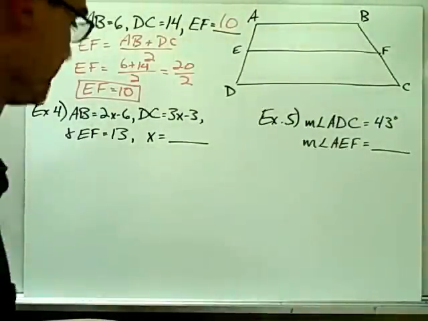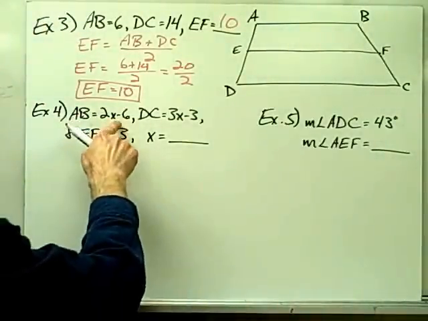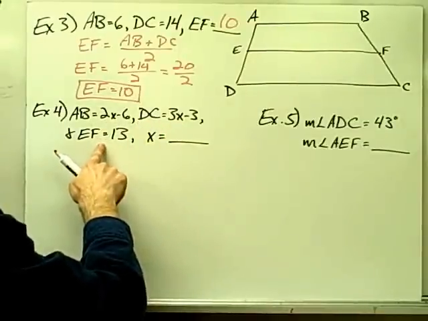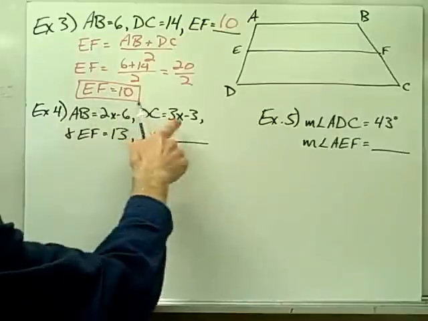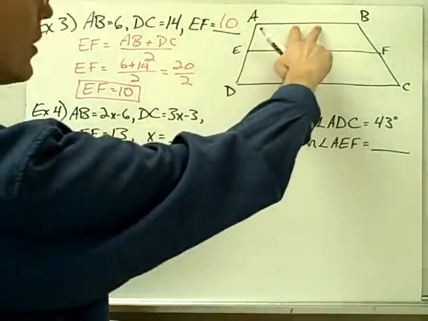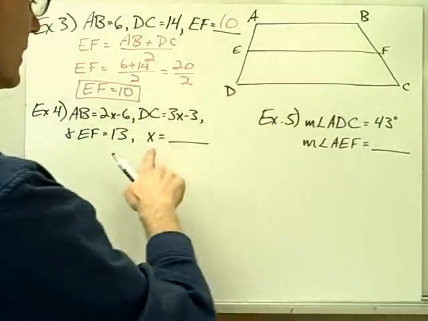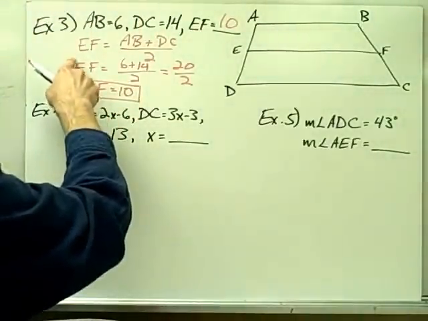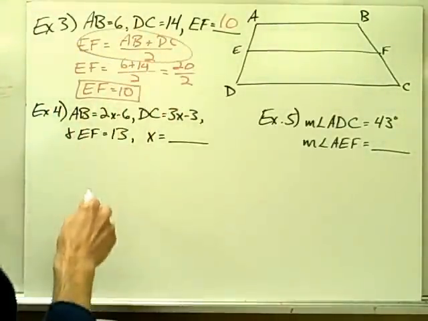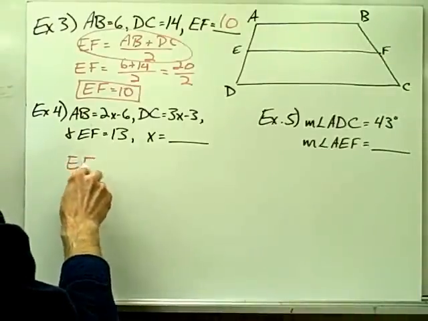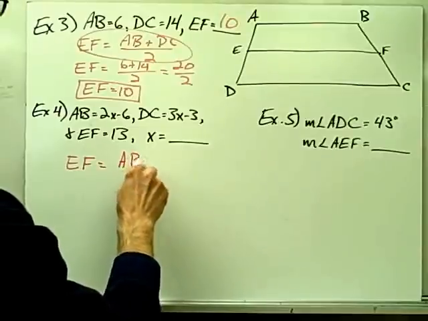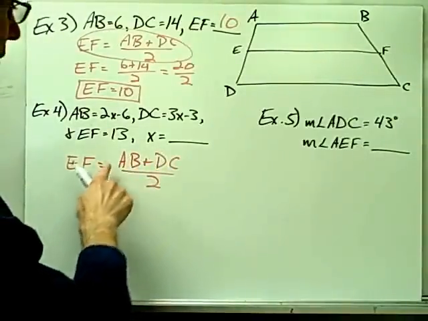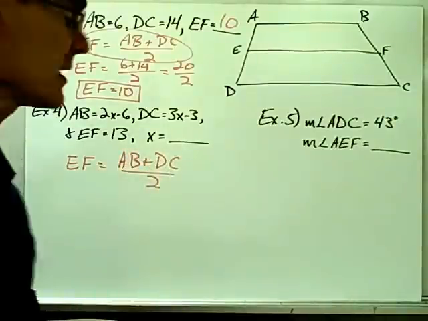Now, example number 4. If the length of AB is 2x minus 6 and the length of DC is 3x minus 3 and EF is 13, find the value for x. Well, once again, I have expressions for both of the bases and for the median, except now this time I'm going to have to set up an equation and solve for x. Well, I'm still going to use this same relationship that I used up here. That is, EF equals AB plus DC divided by 2. That is, the median of a trapezoid is just the average of the two bases.